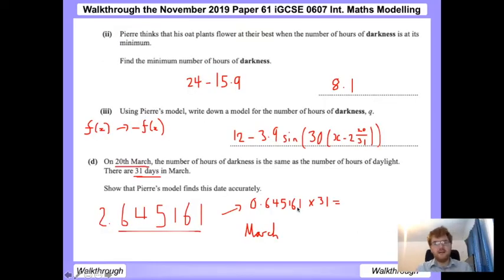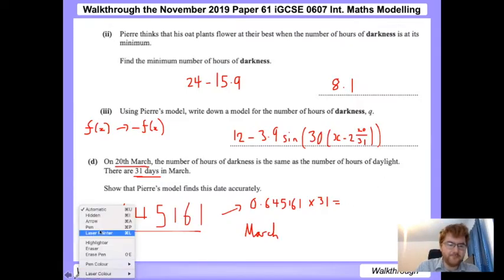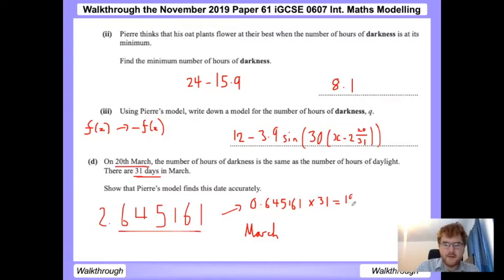And if we work out this, so 0.645161 times 31, we get, calculator almost got there, 19.999. It's quite a lot of 9s here. Okay, which is basically the same as 20. So we then confirm that it's going to be on March the 20th when the hours of darkness and the hours of daylight occur.